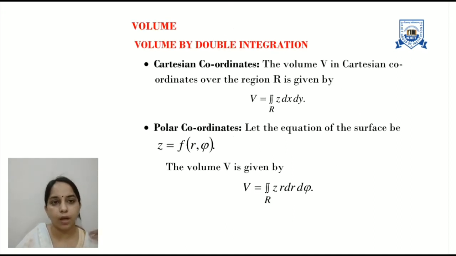Now coming to the volume. First I am discussing volume by double integration, and after that volume by triple integration. In Cartesian coordinates, the volume by double integration is given by double integration z dx dy, and in polar coordinates we have V equals double integration z r dr d phi.